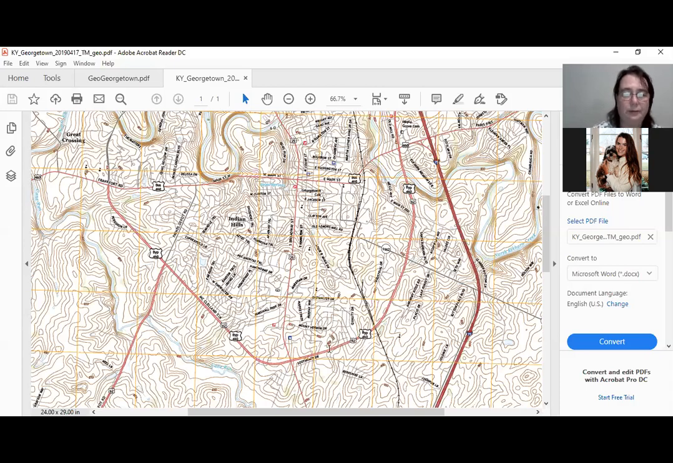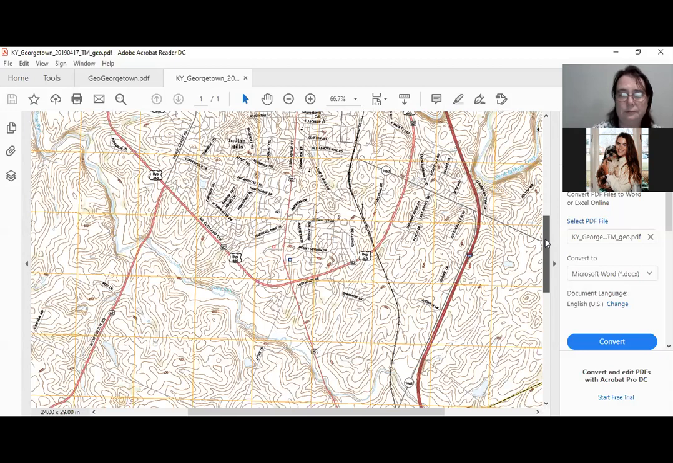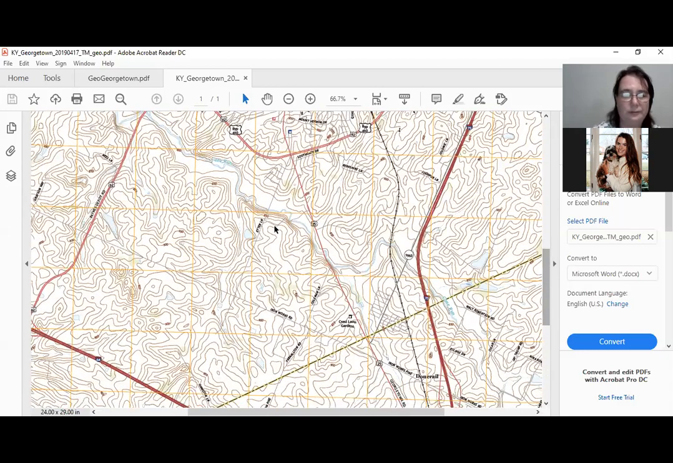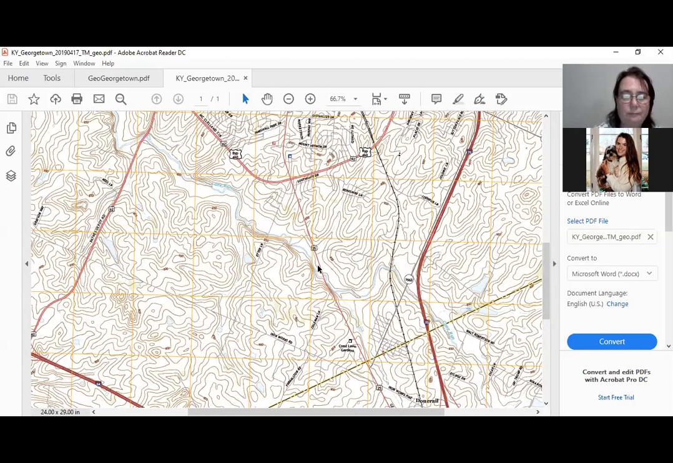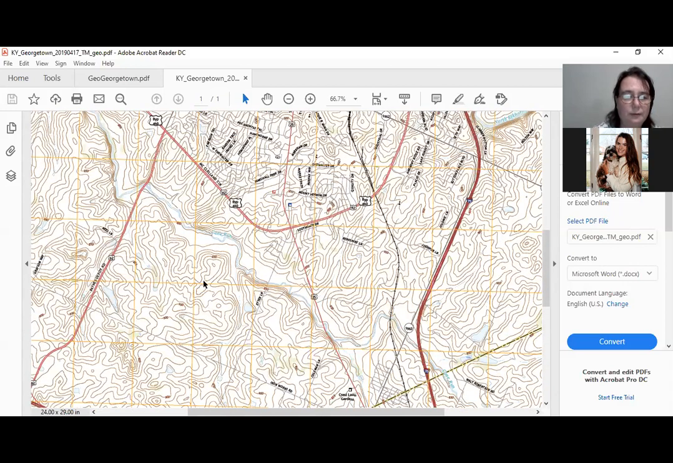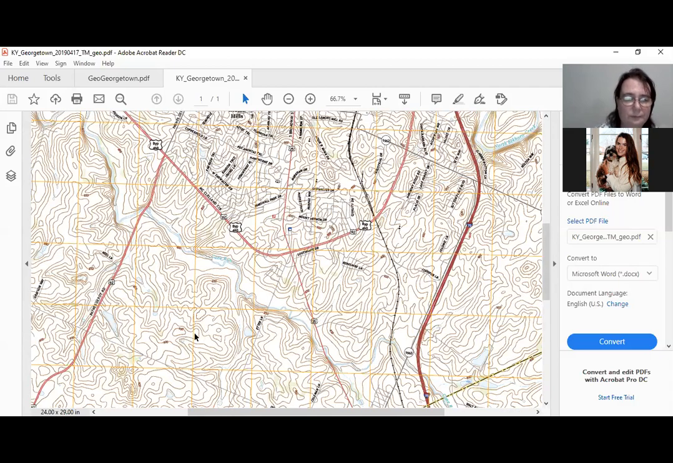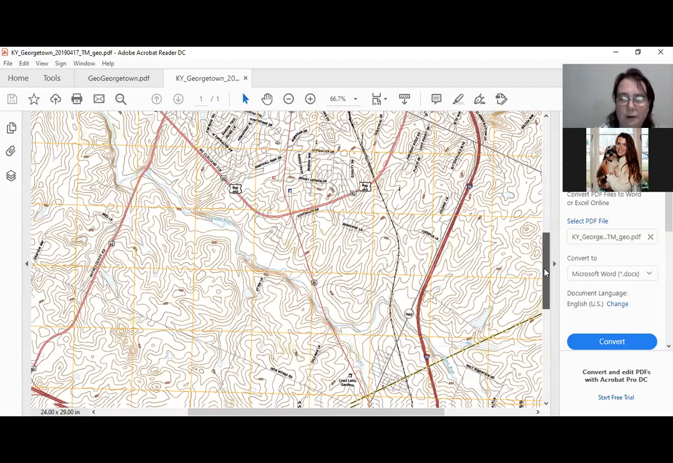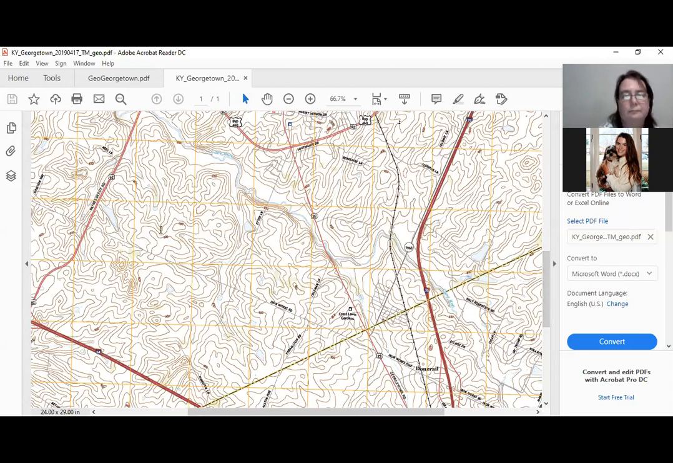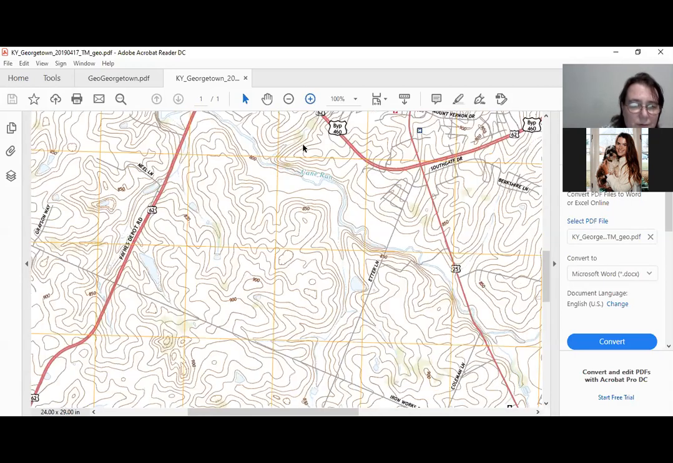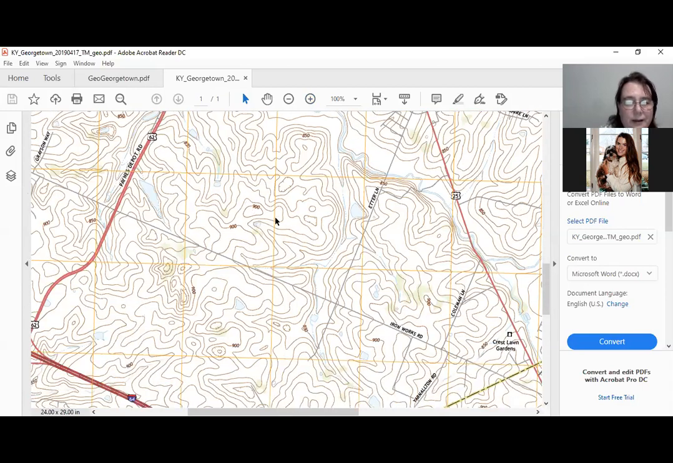I am going to scroll down here a little bit where it's a little easier to see. So you can see some of these contour lines are marked and labeled. Like this one over here says 900. I know it's hard to see. Let me try to zoom in a little more. There we go. So that's 900 and that's 900. These are both 900 feet above sea level.